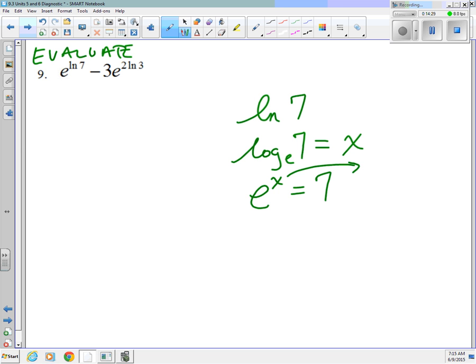In other words, log base e of 7 is the power we raise e to get 7.